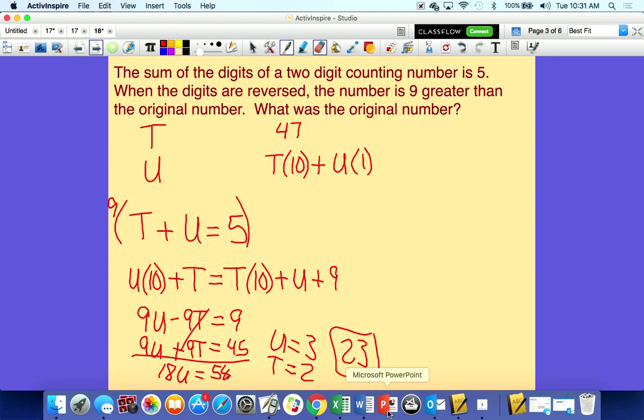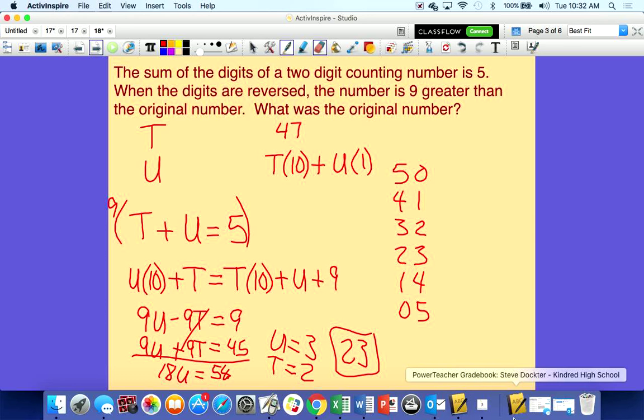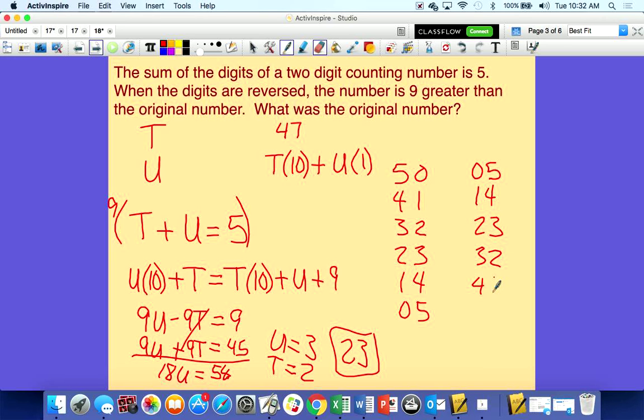Alright, now there is another way to do this. We know that we have a two-digit number. And we know when we add up the two digits, they have to add up to 5. So our numbers would be 50, 41, 32, 23, 14, and 5. When we reverse those, the 50 becomes 5, then 14, 23, 32, 41, and 50.